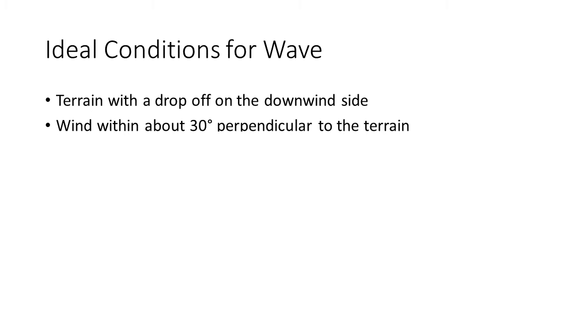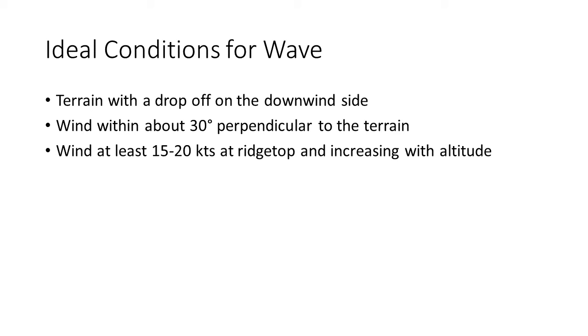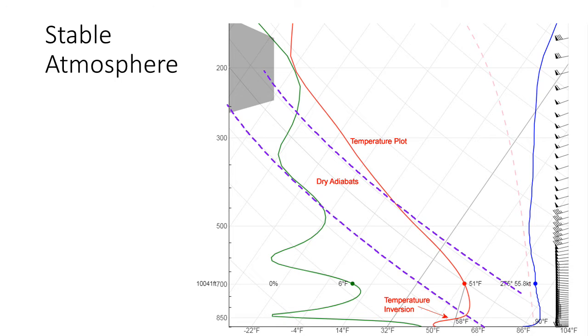Wave flying requires specific conditions for waves to form. Terrain with a drop-off on the downwind side. Interestingly, it's the drop-off that causes the wave to form, not any upslope on the upwind side. Wind within about 30 degrees perpendicular to the terrain, and at least 15 to 20 knots at ridgetop and increasing with altitude. A stable temperature lapse rate, that is, when looking at a skew-T plot, the actual temperature gradient is more vertical than the dry adiabat lines.